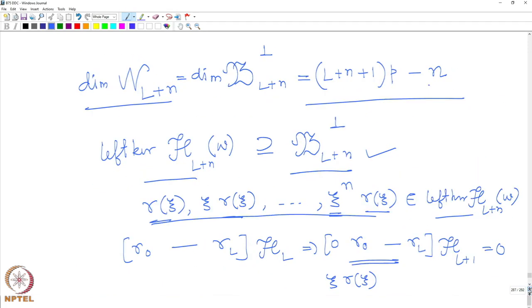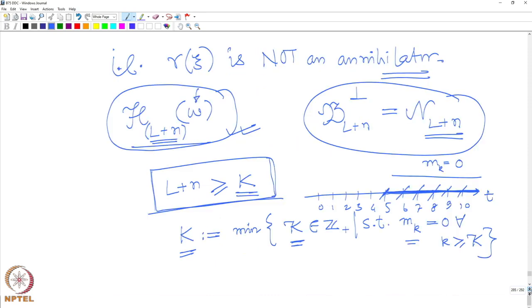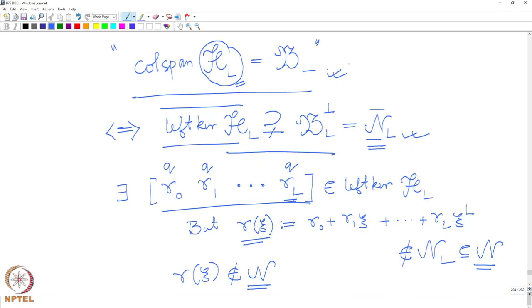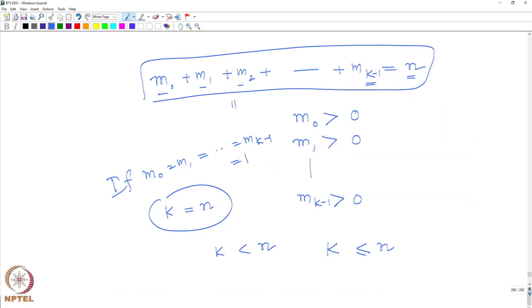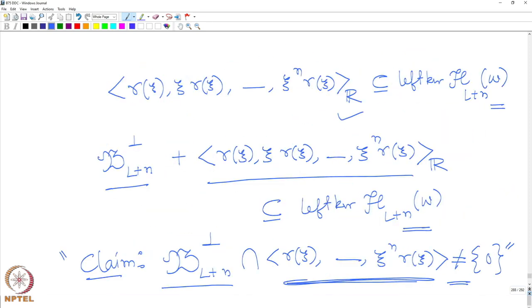So, which means this is not an annihilator that I have written, that is not wrong. So, it will be an annihilator, and we will have this equality which in turn would be this equality. So, all I have to do is find out conditions under which the claim is true. Find out conditions under which the claim is true.